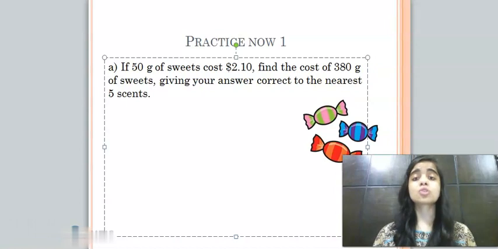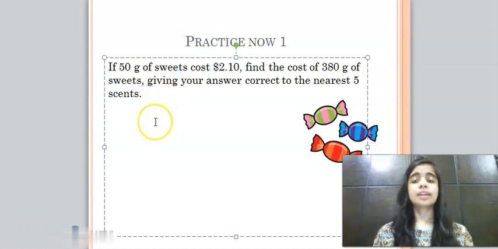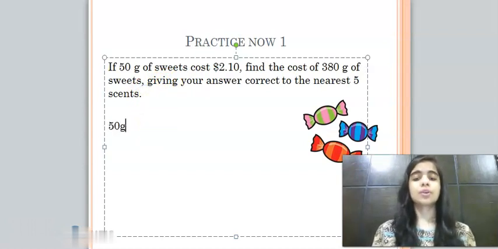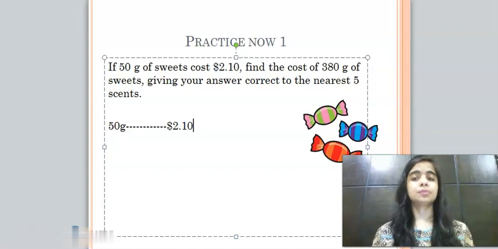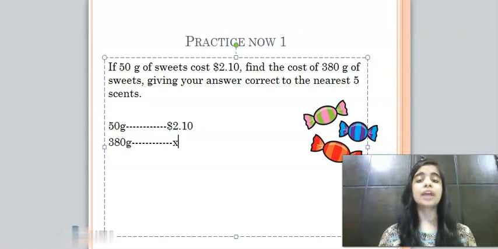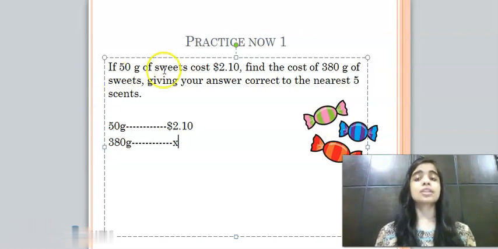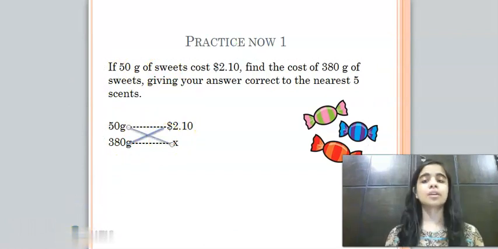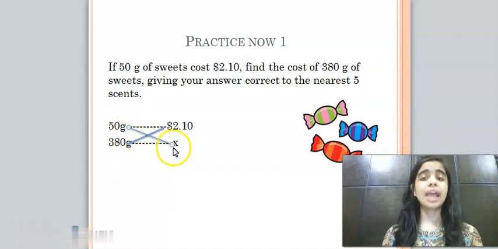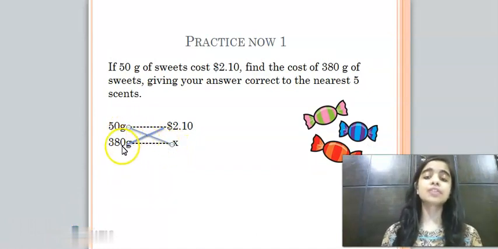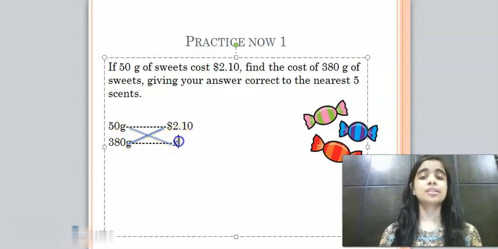There are 2 ways to do this question. We will try the unitary method first. So for 50 grams, we have the cost as $2.10. And for 380 grams, let's keep the cost as X because we don't know this and we need to find this X. The easiest way is to cross multiply, because in direct proportion we cross multiply. So we will multiply 50 by X and we will multiply 380 by $2.10.